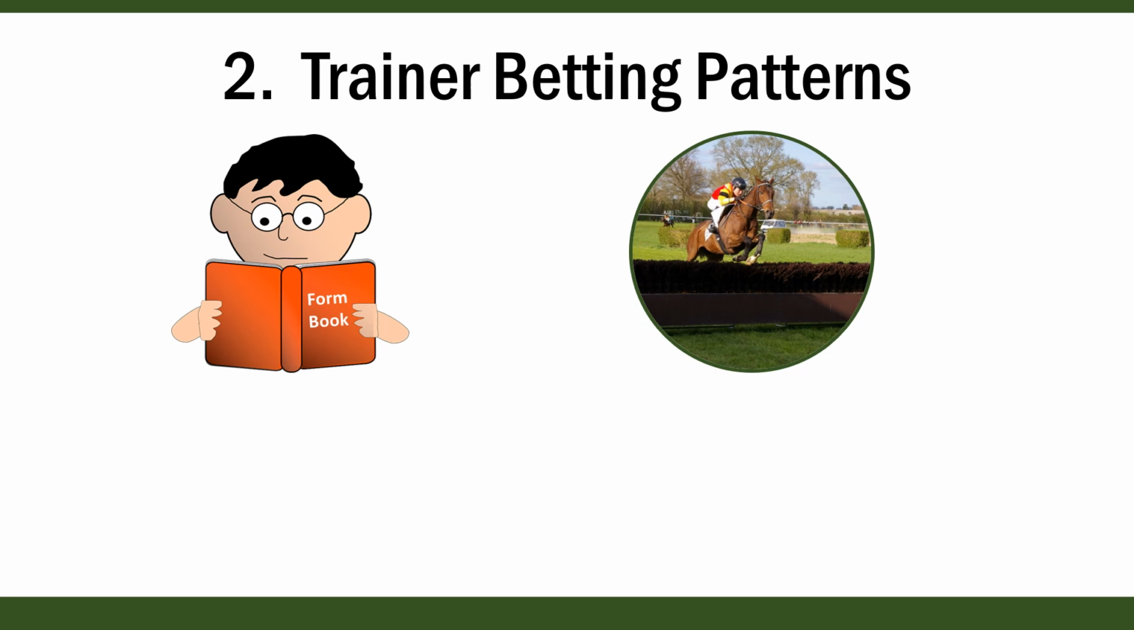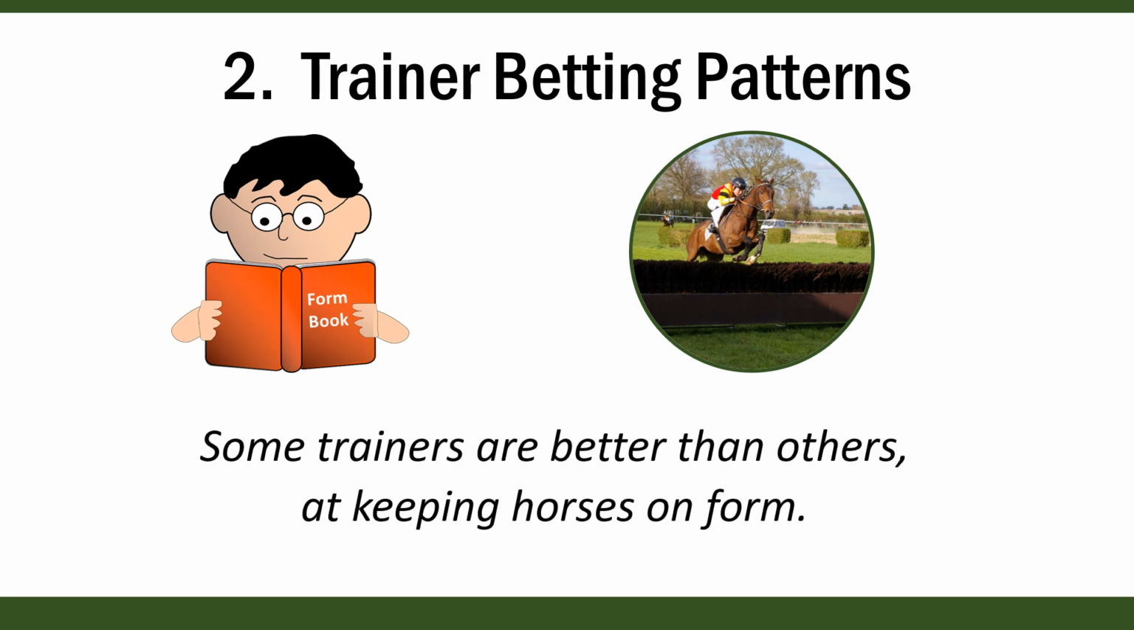I analysed the data and I found that there were some trainers whose horses that I frequently won on, while there were others who I consistently lost on. And because my strategy involved betting on last time out winners to win again, I came to the following conclusion. Some trainers are better than others at keeping horses on form. So I changed my strategy and just focused on the trainers who I felt did keep their horses on form, and that's when I gradually started to claw my money back.